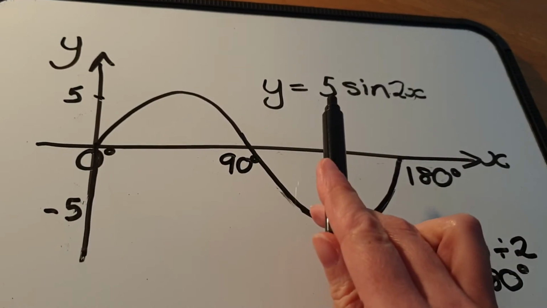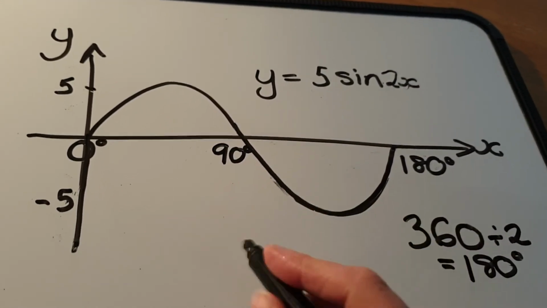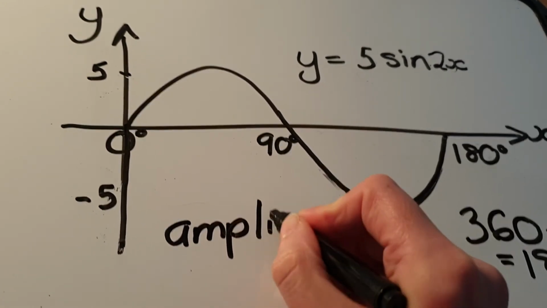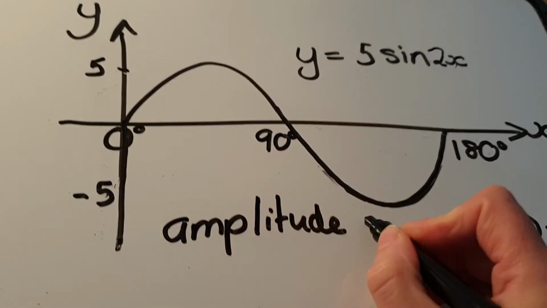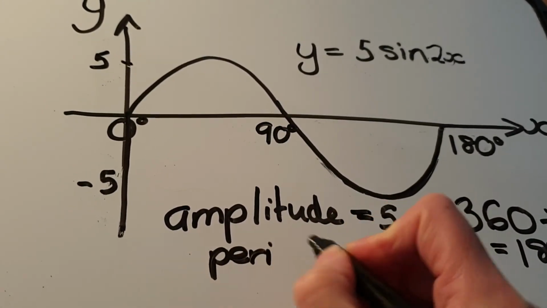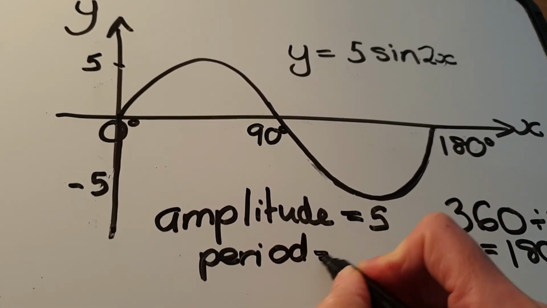Your amplitude is always this number. So in this case, your amplitude is 5 and the period is 180 degrees.